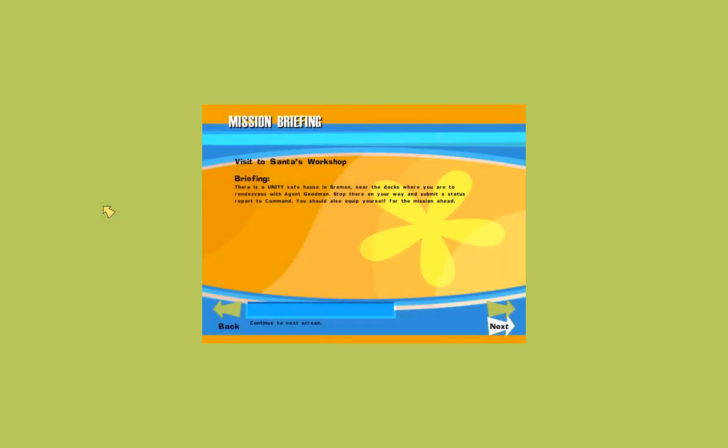There is a Unity safe house in Bremen, near the docks where you are to rendezvous with Agent Goodman. Stop there on your way and submit a status report to command. You should also equip yourself for the mission ahead.